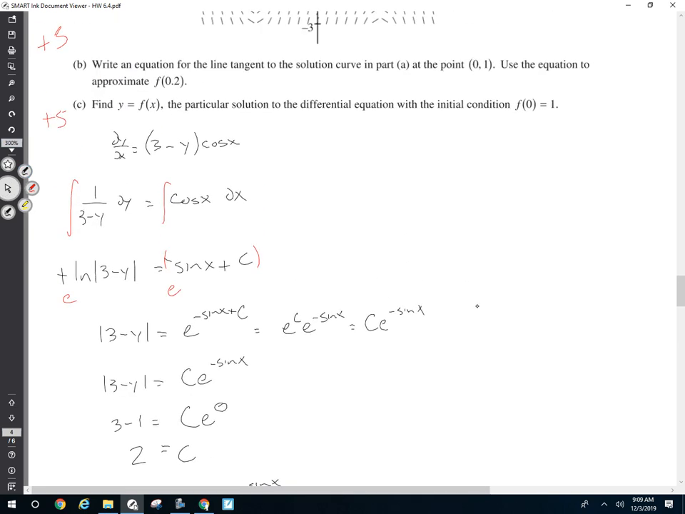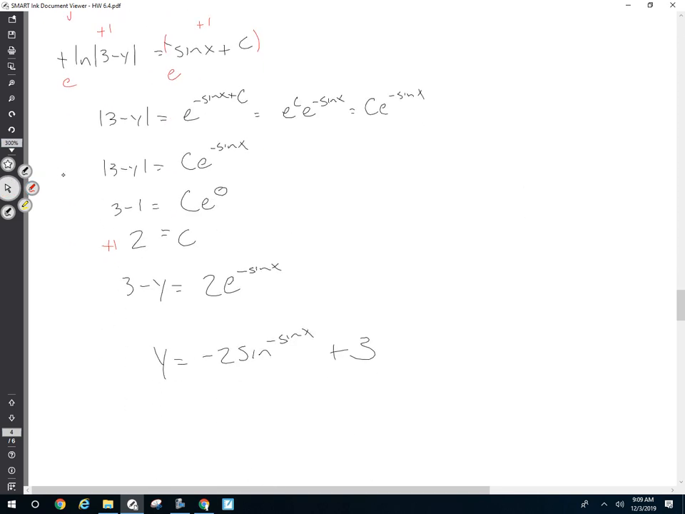So, going over the point distribution, 1 point for separating your variables, 1 point for each correct antiderivative and finding C, 1 point for solving for y.